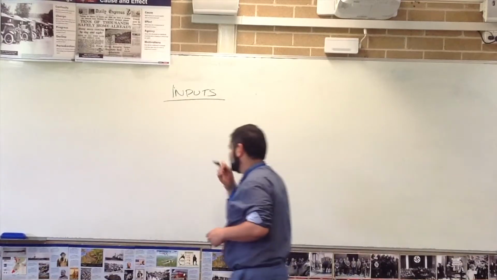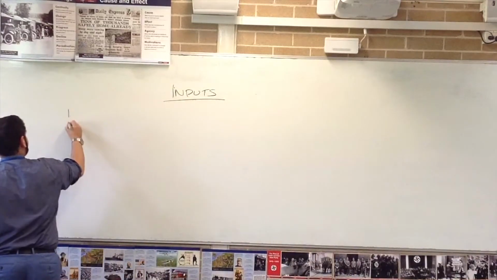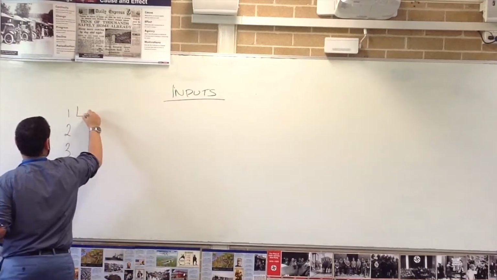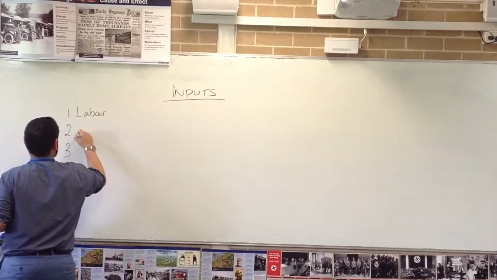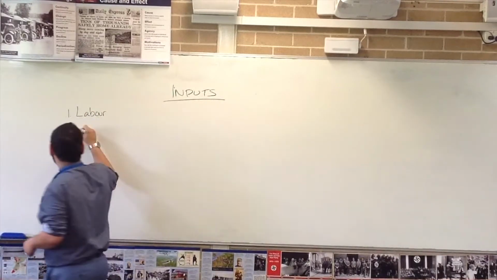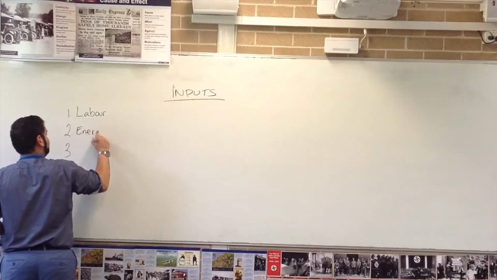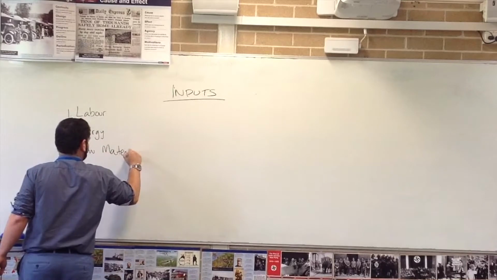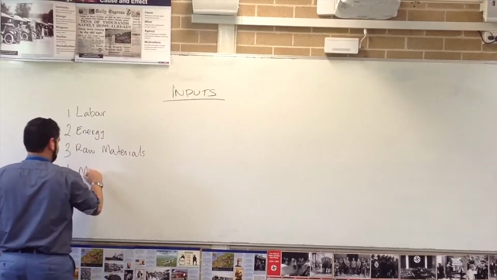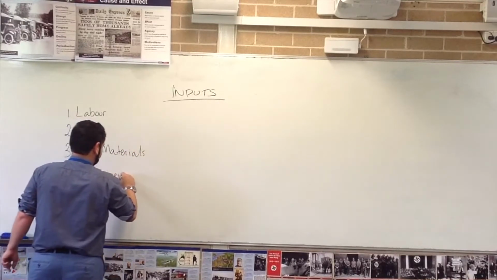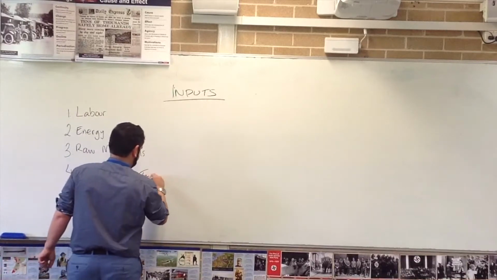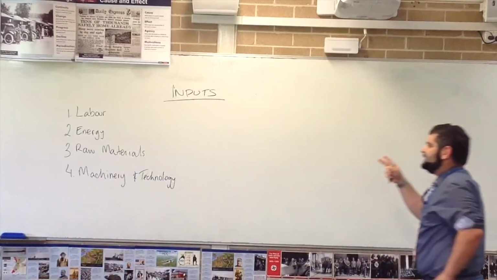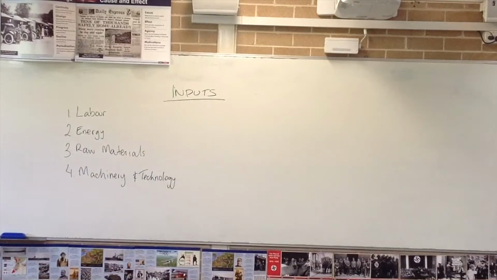There was only three. No jokes. Labour, energy, raw materials, and machinery and technology. Thank you. So we got labour. What was the next one? Energy. Thank you. Raw materials. And then the last one's machinery and technology. So technically there's five, but there's four. Okay, so we've got labour, energy, raw materials, and machinery and technology.